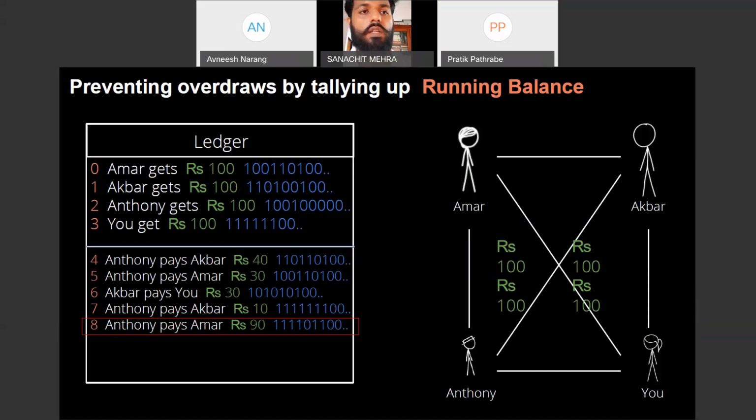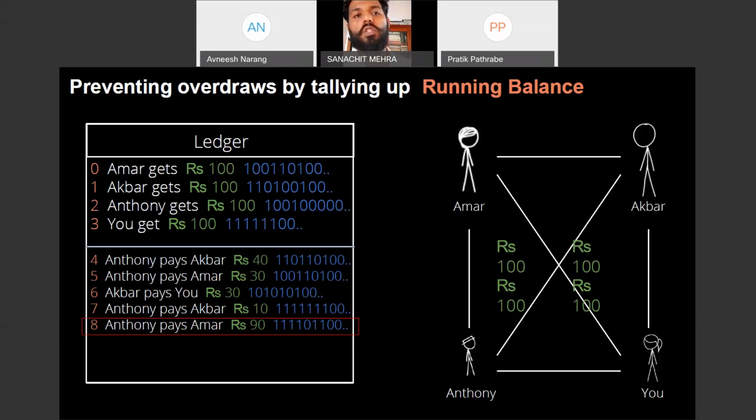Akbar pays you another $30. Okay. Anthony pays Akbar $10, which means Anthony has already spent $80 from the pot, which means that the running balance that Anthony is maintaining on the network is now 20 rupees only. And if you look at the 9th transaction, which is Anthony paying Amar a sum of 90 rupees, that's something which would immediately get qualified as invalid. So the network would not allow that to ever happen.